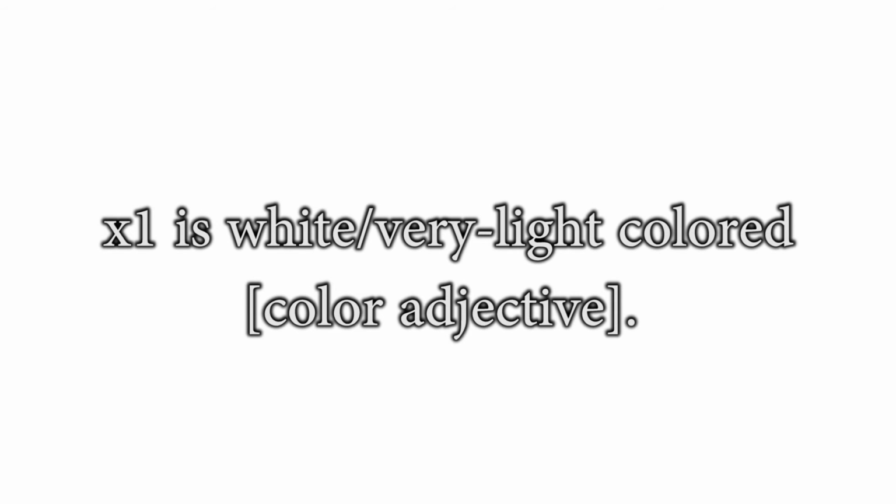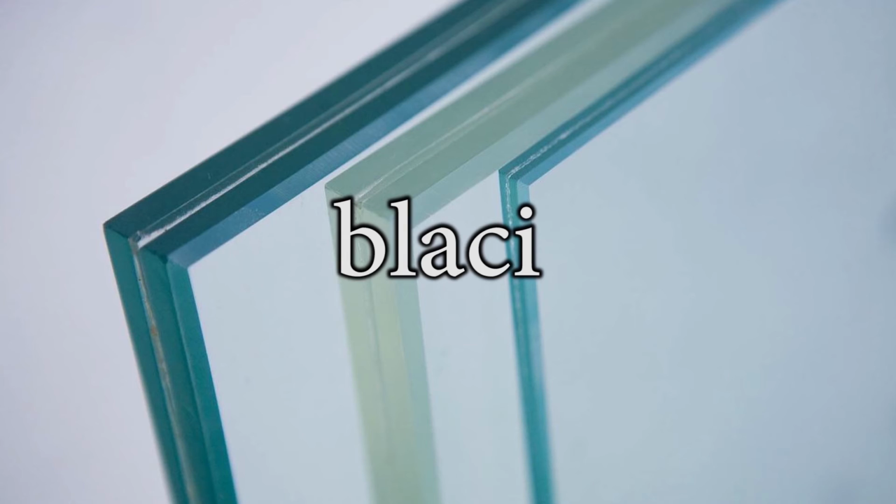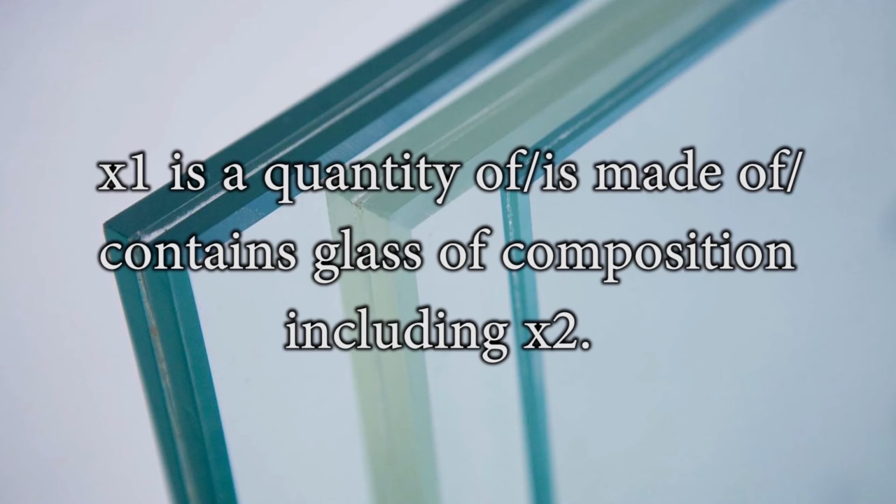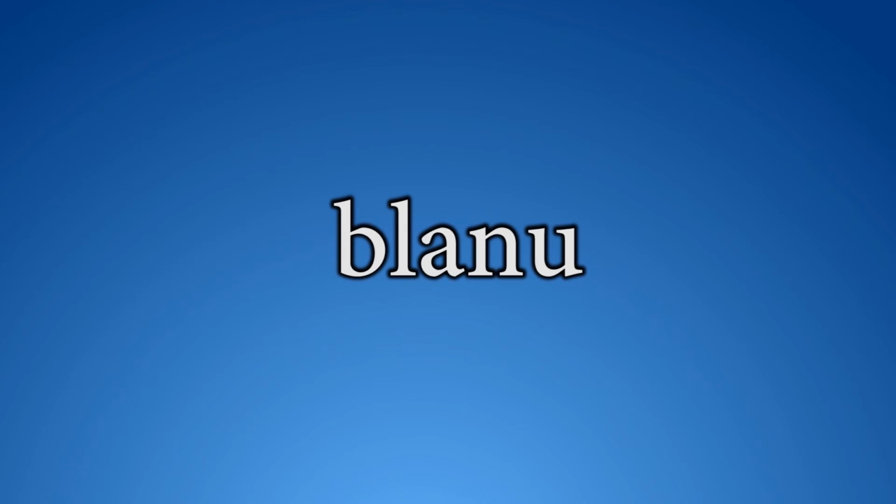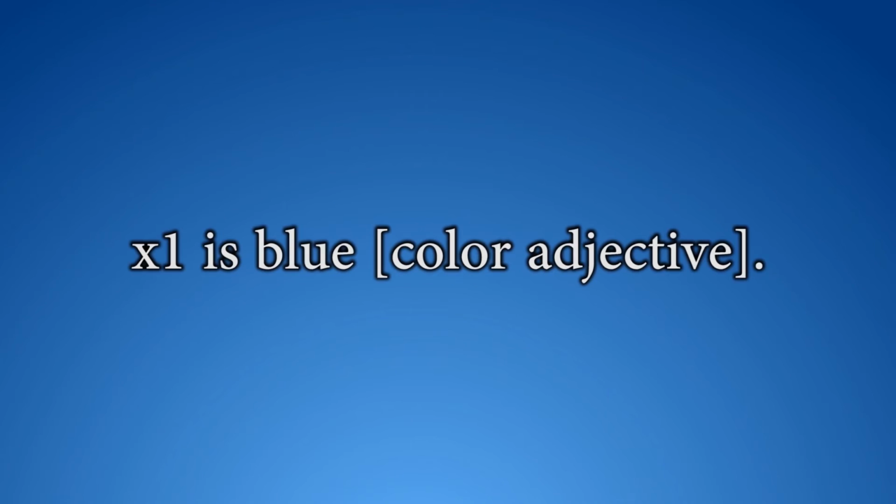Blabi. X1 is white or very light colored, color adjective. Blashi. X1 is a quantity of, or is made of, or contains glass of composition including X2. Blanu. X1 is blue, color adjective.